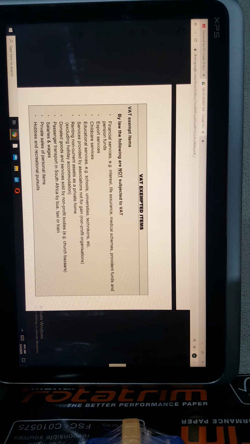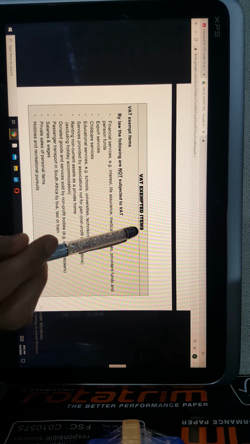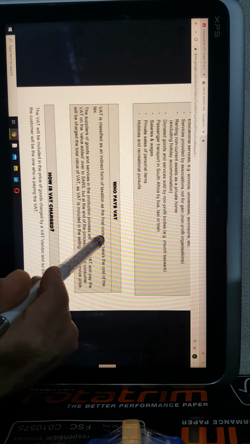When you are receiving a salary or a wage, or you're paying salaries or wages, you're not allowed to charge VAT on it. Private sales of personal items and hobbies and recreational pursuits. Okay, so all these items are exempted from VAT, right? Which means that there's no VAT. Now, who pays VAT?